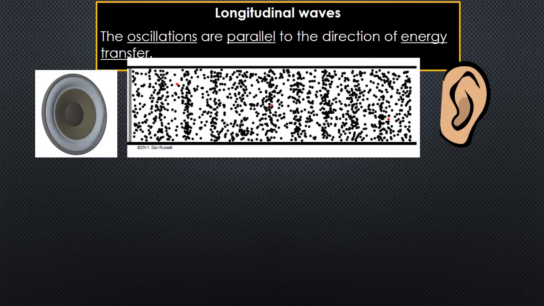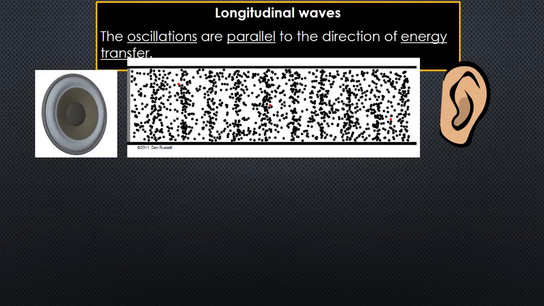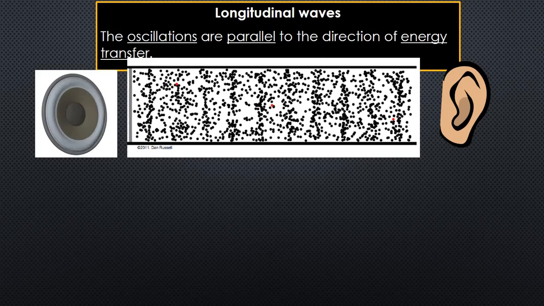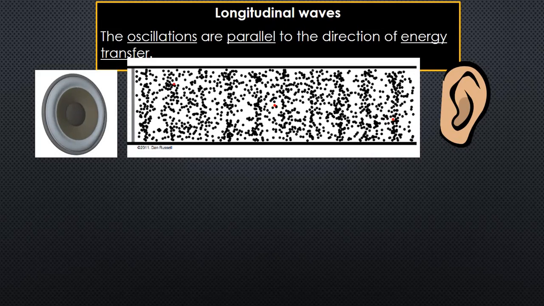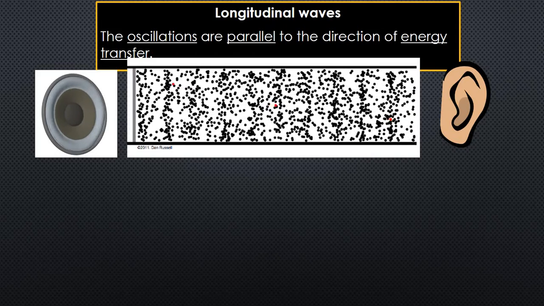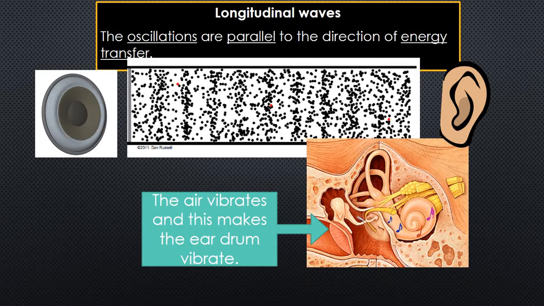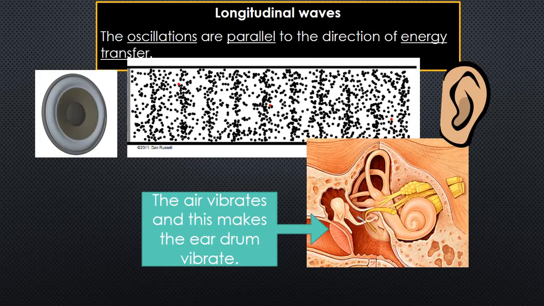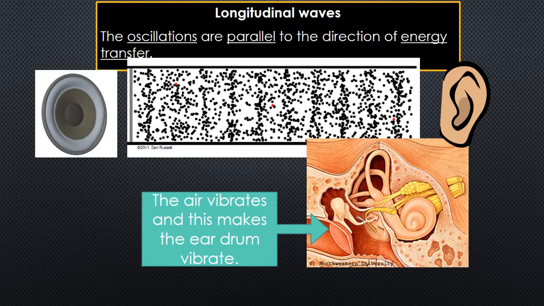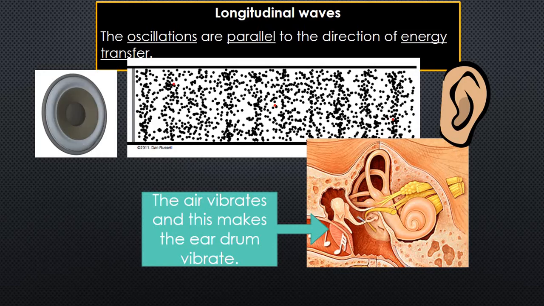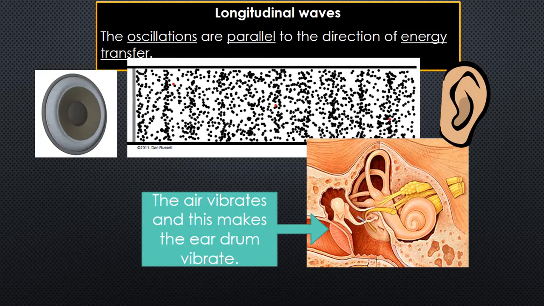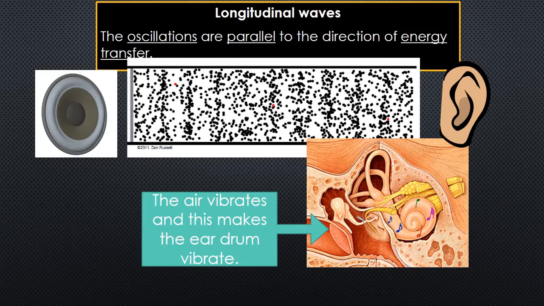The way that it travels, the energy transfers through in that direction from left to right. It then vibrates and makes your eardrum vibrate, bounces around and allows you to form words that you can hear, or noises or sounds or music or whatever.